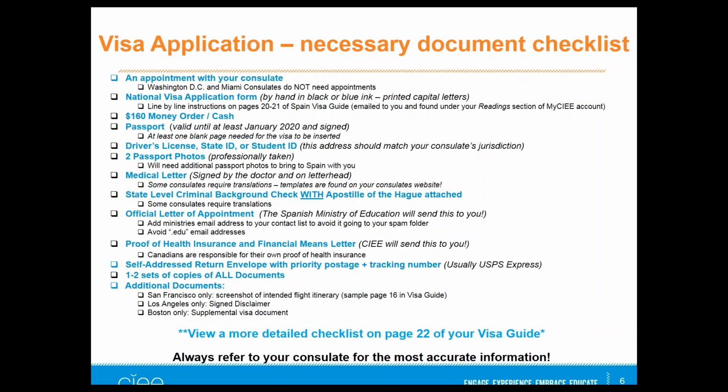So the next thing on the list is going to be the state-level criminal background check, with an apostille attached to it. Some of the consulates do require Spanish translations. The Boston, Miami, and Los Angeles consulates require Spanish translations for the state-level background check. And then again, in the next couple slides, I'll explain this in much more depth for you guys.